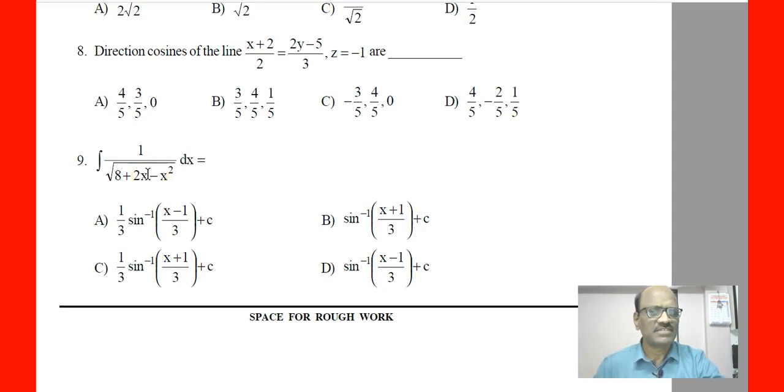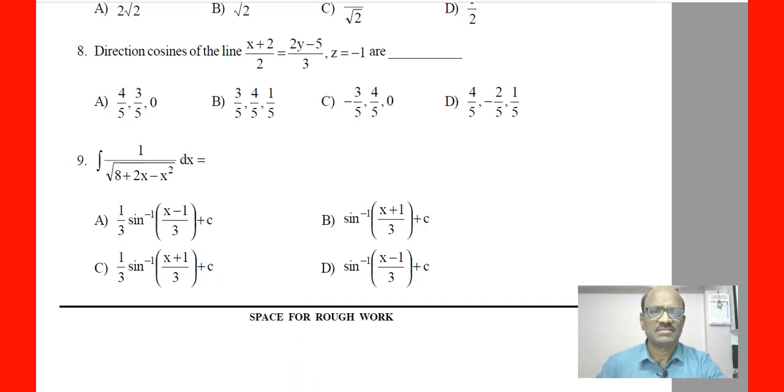And what is the second term? That is 2x upon 2, therefore the second term is 1 square. That is x square minus 2x plus 1 in bracket square. We have to adjust here, that is a plus 1, so 1 plus 8 becomes 9. Then you will get 3 square minus (x minus 1) square, and by using the sine inverse formula, you will get the answer.